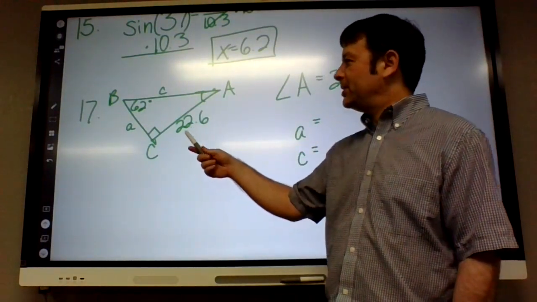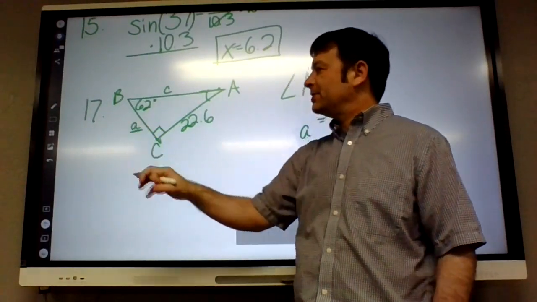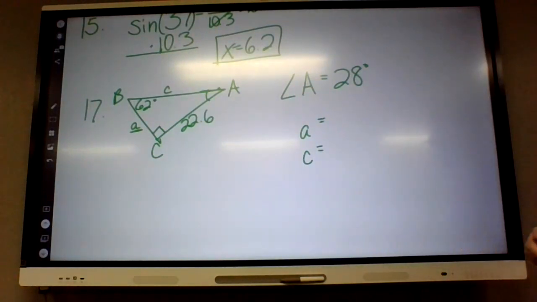So I guess we're on Timothy. So we're looking for side A now. This is like the second section basically. So Timothy, how do I find side A?